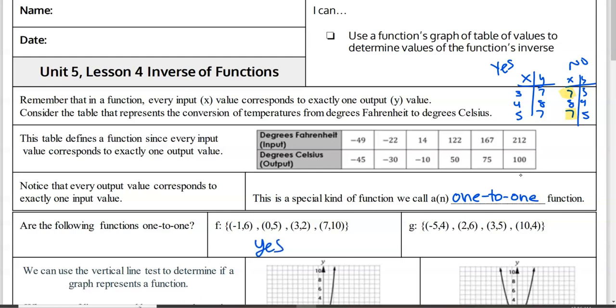How about negative 5, 4, 2, 6, 3, 5, 10, 4? No, it's not one-to-one. Is it a function? Yes. I have unique x's, but it is not one-to-one. So it is a function, but it is not one-to-one.